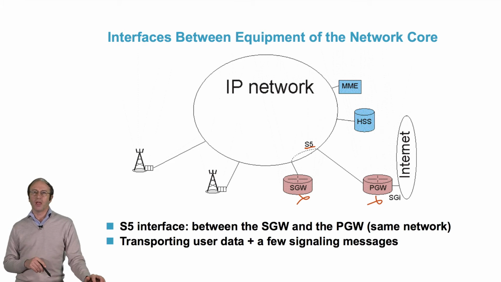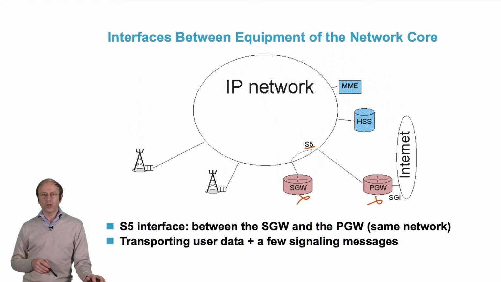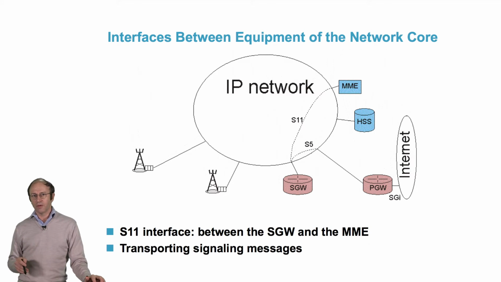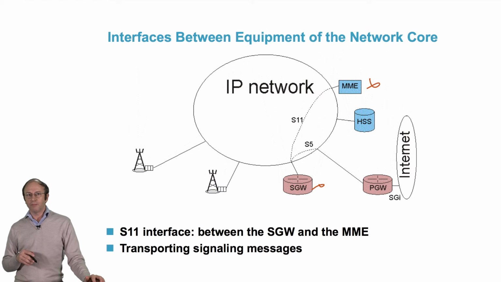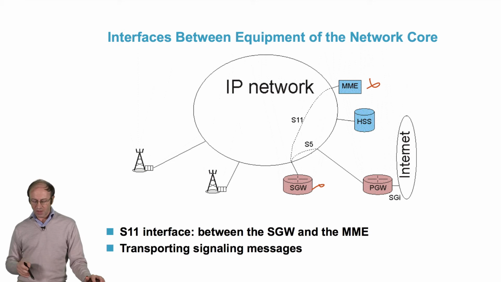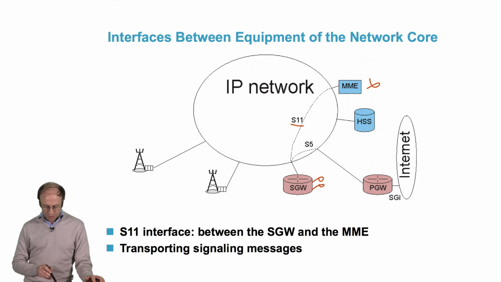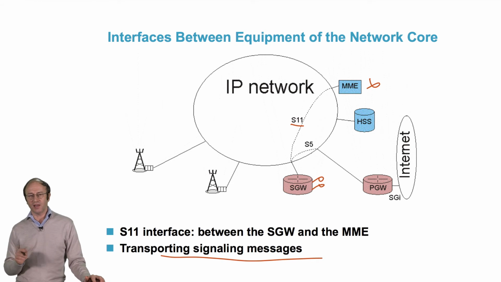The S5 interface is found between the S gateway and the P gateway of the same 4G network. The interface is used to exchange user data and a few signaling messages. There's also the interface between the S gateway and the MME, since the MME is the control equipment and it must also control for certain functions the S gateway. The S11 interface between the MME and the S gateway is only used to exchange signaling.